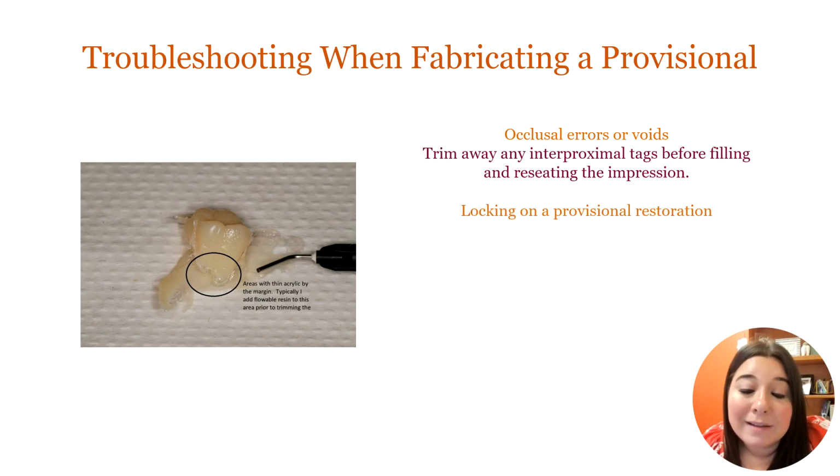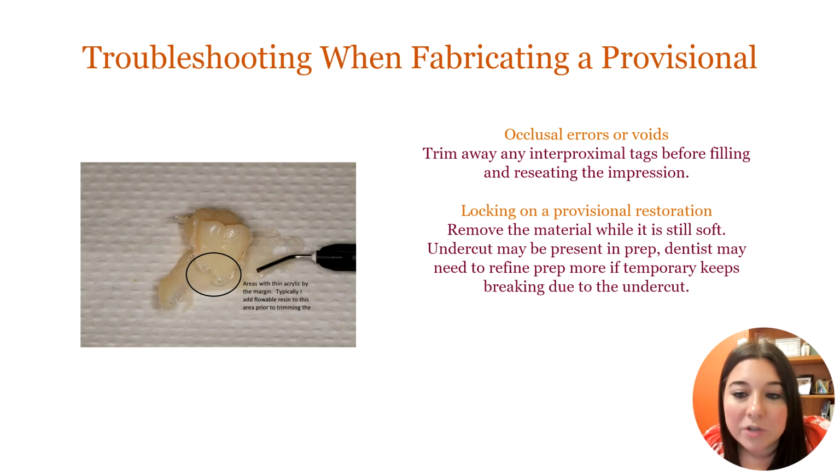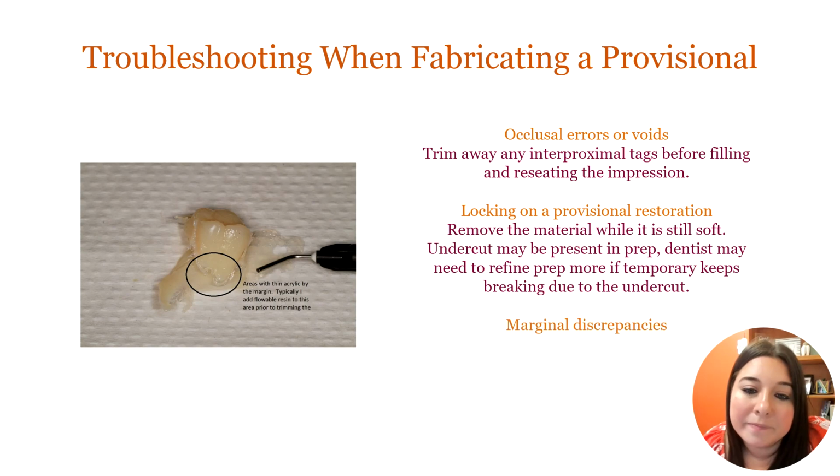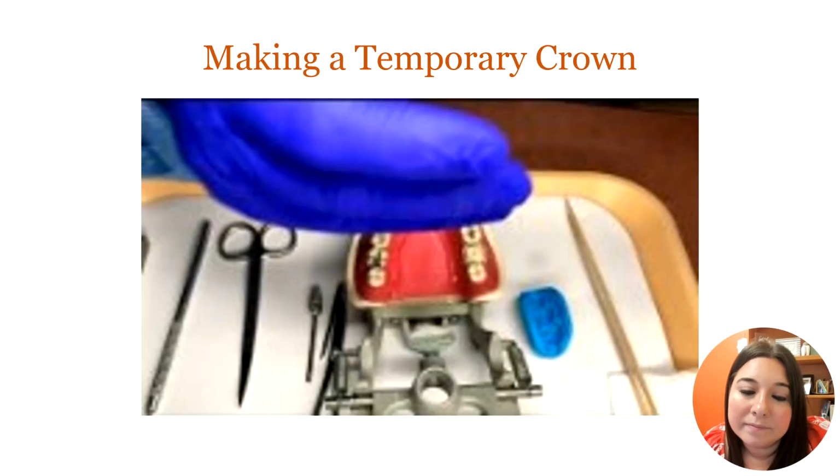If your temporary is locking onto the restoration and keeps breaking when you try to take it off, there may be an undercut present in that area, and the dentist may need to adjust their prep a little bit more in order to get a temporary off that isn't going to break there. Any marginal discrepancies, like in the photo there, you may need to reline it with more material and then set it back onto the prep tooth again to allow it to set. There is a video for making a temporary crown. Again, please view the video in the materials and resources section of this week.